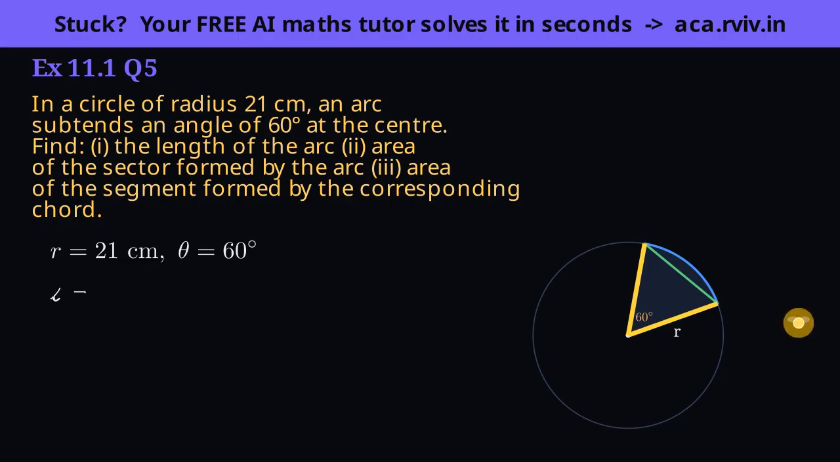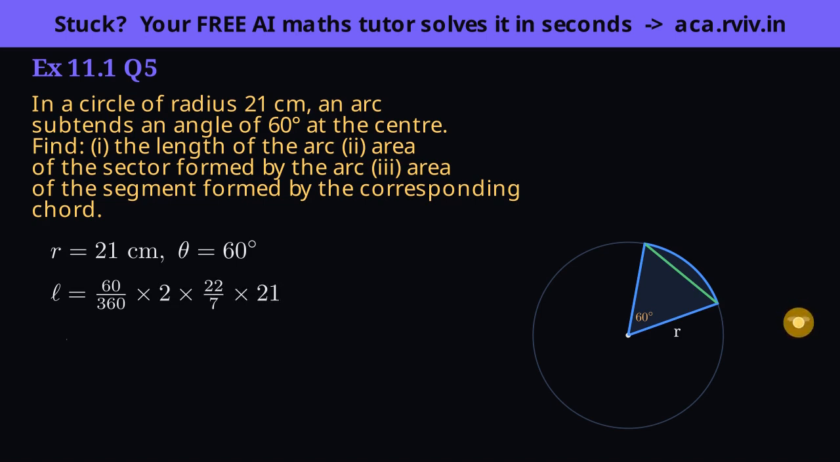Part 1, the arc length. The arc is the curved edge of the slice, a distance, so we take the angle fraction of the whole boundary, the circumference 2 pi r, not of the area. This is the moment to be careful, arc uses 2 pi r.